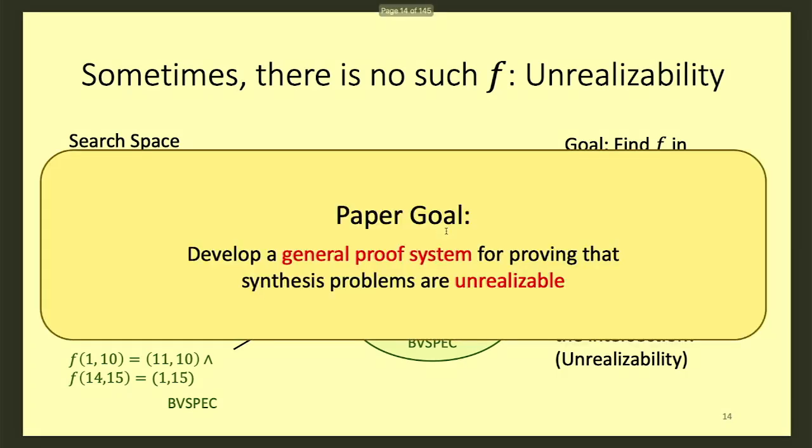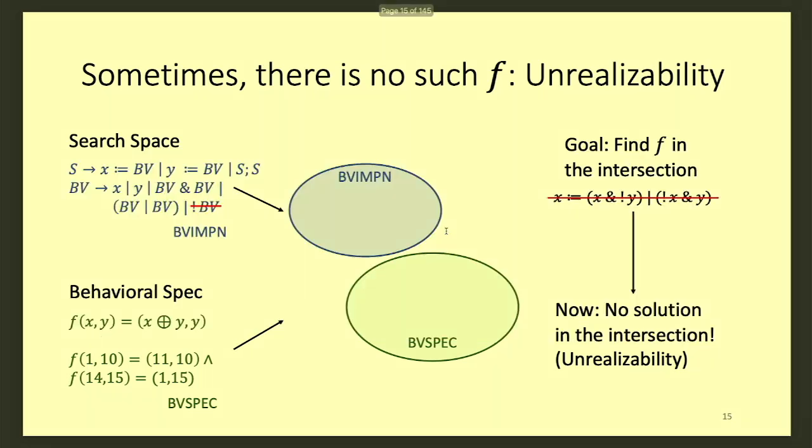Now, the goal of this paper is really to develop a general proof system for proving that these synthesis problems are unrealizable. To give you a bit of motivation of why we want to develop such a proof system, consider that the fact that we are trying to prove that these two sets do not intersect is actually really similar to verification using Hoare logic, where normally you would be trying to prove that a set of states that is reachable from your program does not intersect with a set of bad states. And we're trying to do the same thing here.